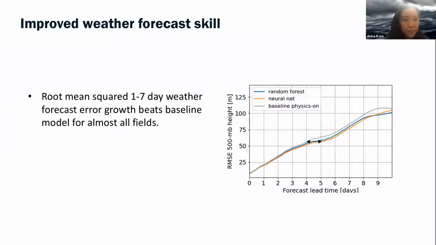Okay, almost done here, so I won't spend too long on this slide, but the point is just that these models do have increased weather forecast skill over our baseline, which is good. So basically what this is showing is that you get about an additional day in forecast lead time improvement if you run a model with the machine learning parameterization.